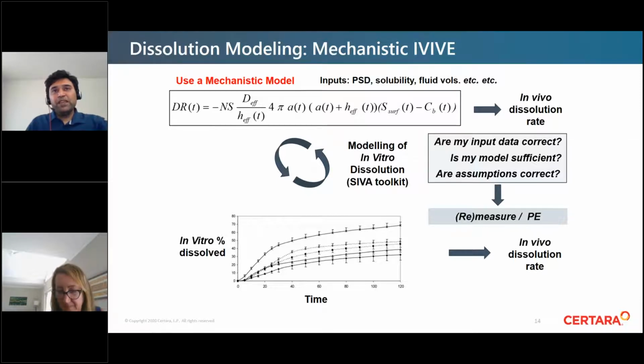Now, we can use this equation as it is for in vivo simulation, as long as we know the particle size, the diffusivity of the molecule, and probably the unstirred boundary layer thickness. And a lot of people actually do it. But if we have some in vitro dissolution data for a given formulation, we could use that data and model it in a platform which we call SIVA. It's the Simcyp In Vitro Analysis toolkit. Now, by modeling this in vitro data, we are doing three things.